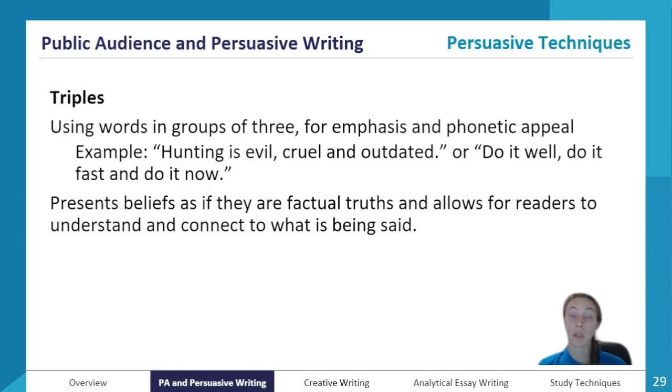And it presents beliefs as if they are factual truths, and it's allowing readers to understand and connect what is being said. So we see lots of things that come in threes, like traffic lights, the blades on fans, all sorts of things come in threes, and three things together are said to be more memorable and more impactful. That's why triplets are so effective.